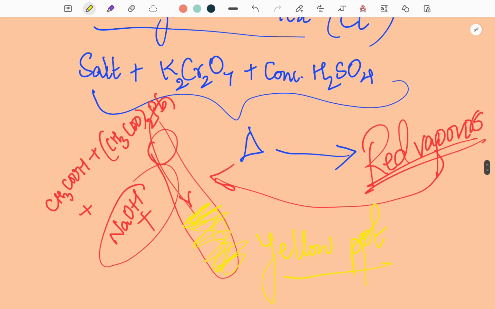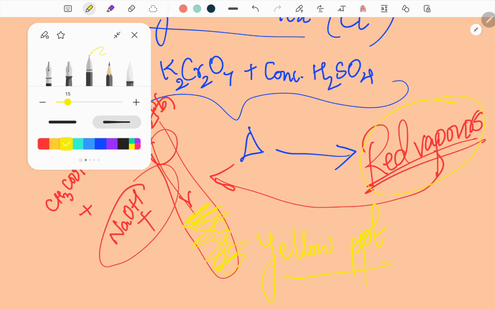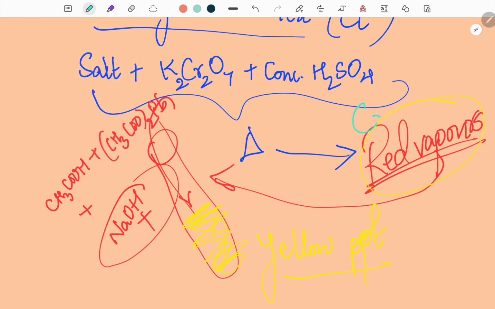So the red vapors that you're getting are actually chromyl chloride vapors. What is chromyl chloride? It is CrO2Cl2. This is chromyl chloride, and this is very important for the grade 12 students because you are using chromyl chloride in a named reaction in grade 12, that is the Etard reaction. So you would have come across this term in that chapter when you're learning about the Etard reaction.